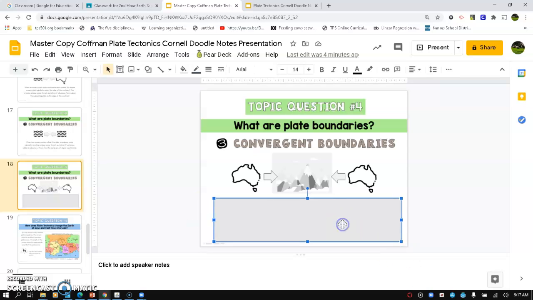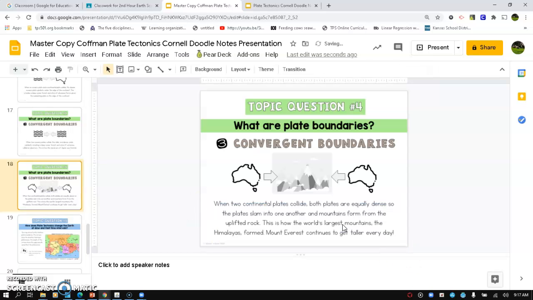All right, so I'm going to let this be here. I might go back and show you guys. I kind of did not take my time on that. When two continental plates collide, both plates are equally dense, so the plates slam into each other and the mountains form, uplifting rock. This is the world's largest mountains, the Himalayas, which is in Nepal, India, and Tibet. Not really China, but it really is, but that's a political thing. Mount Everest continues to grow taller every day.